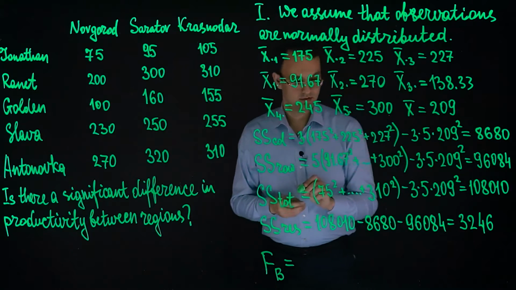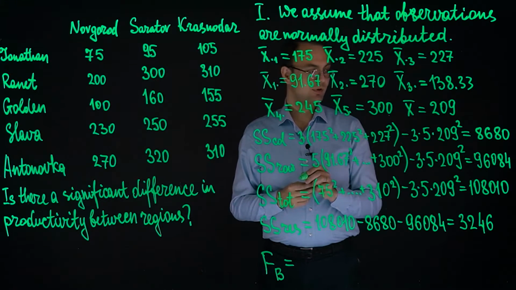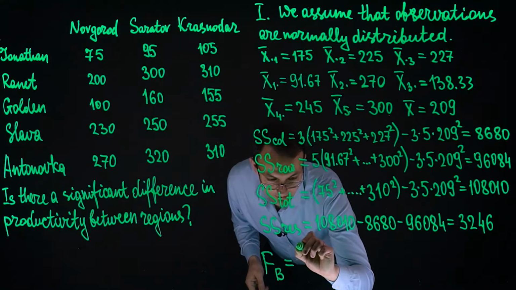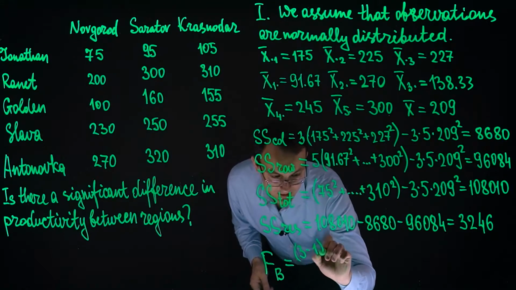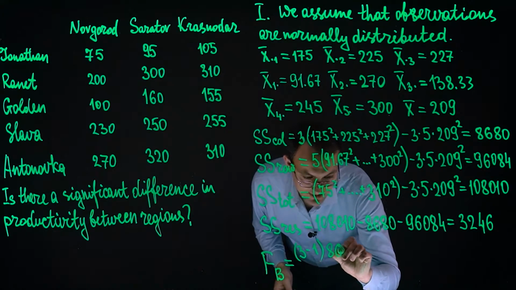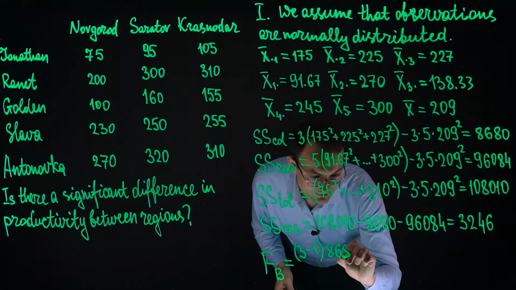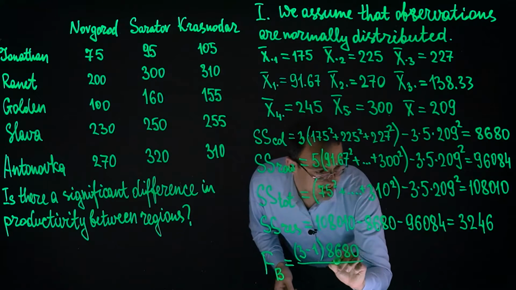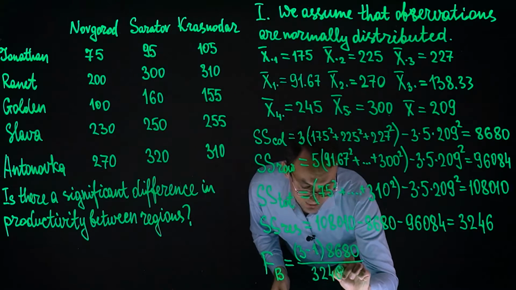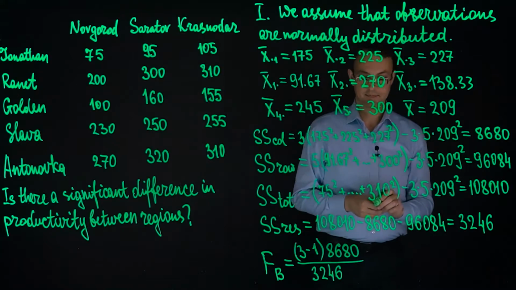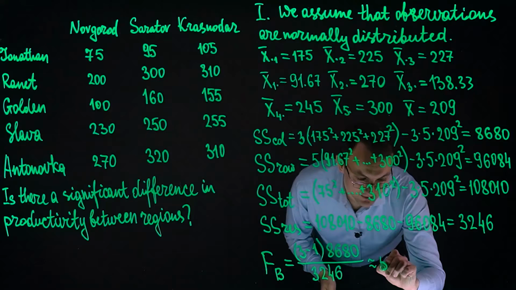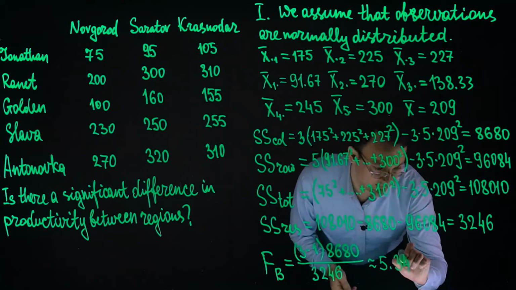It is the number of columns minus 1, that is 3 minus 1, times SS column, 8680, divided by SS residual, 3246, and this is approximately 5.34.